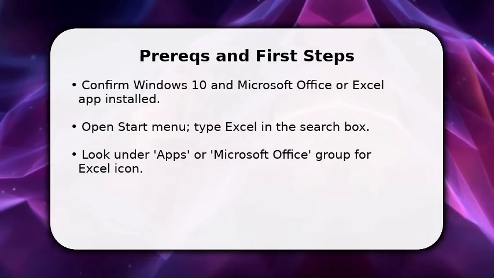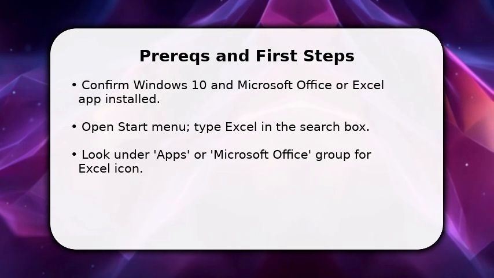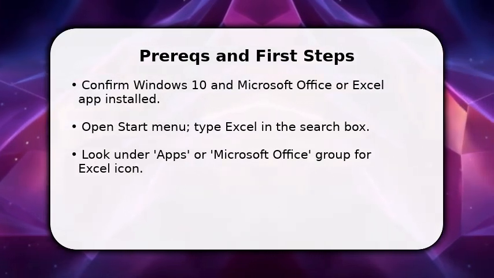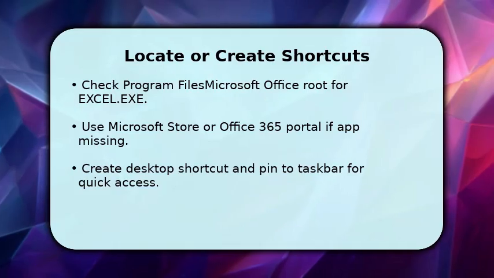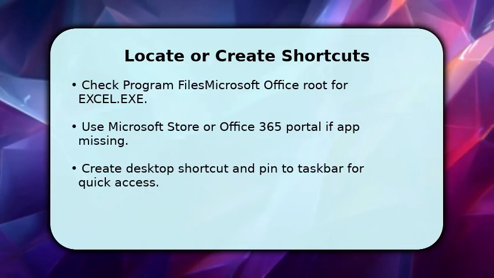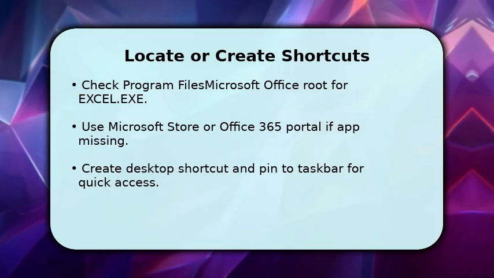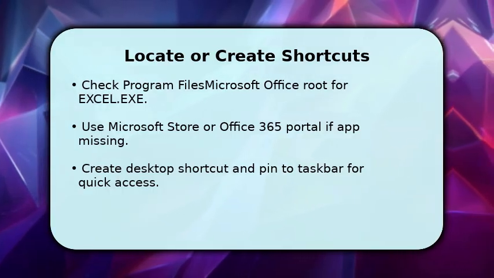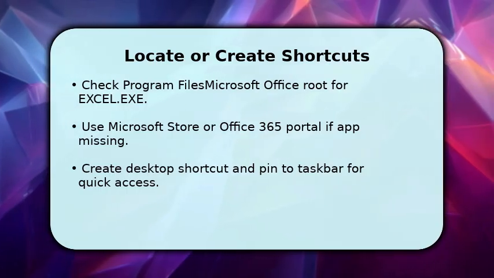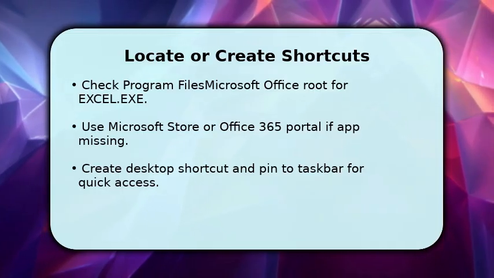Make sure to note version details shown in the search results, so you know whether you have Office 2016, 2019, or Microsoft 365. Once Excel is visible or its Excel.exe is located in Program Files, you can create a reliable shortcut. Right-click the executable, choose Send to Desktop, create shortcut, then right-click the desktop shortcut and pin it to Start or the taskbar. Doing this reduces future friction and explains why shortcuts matter for workflow speed.